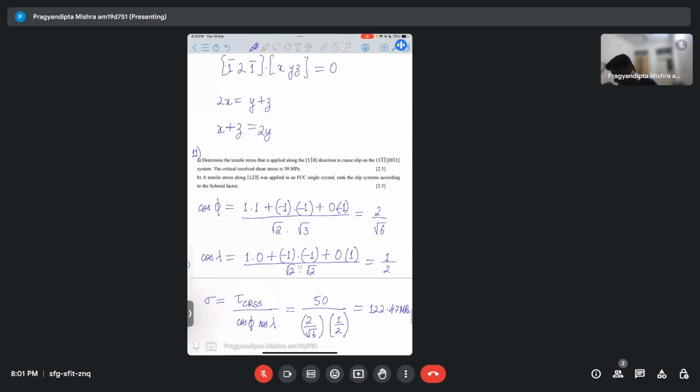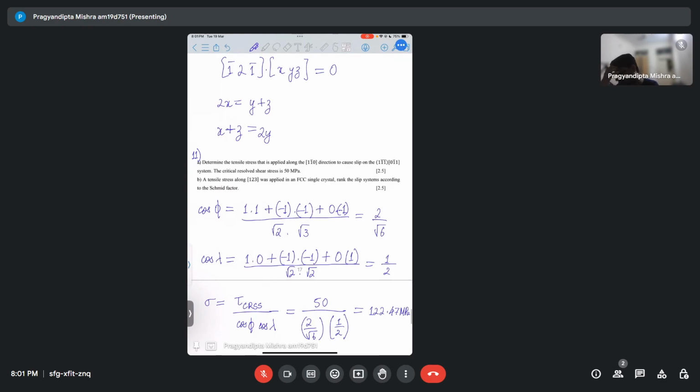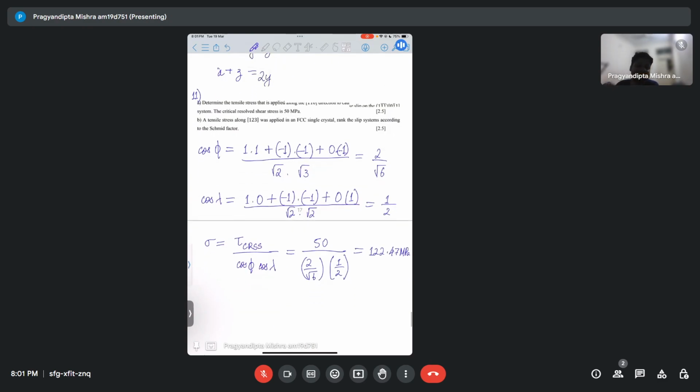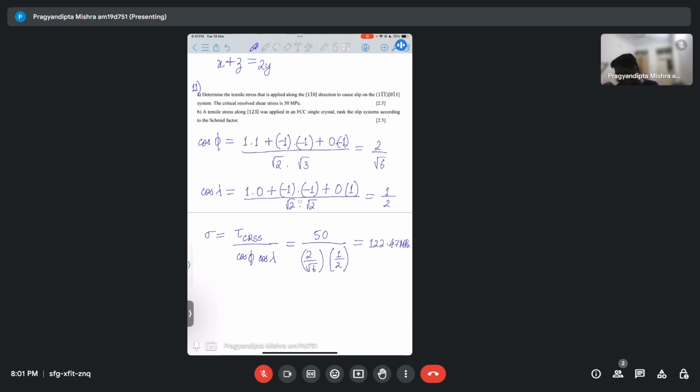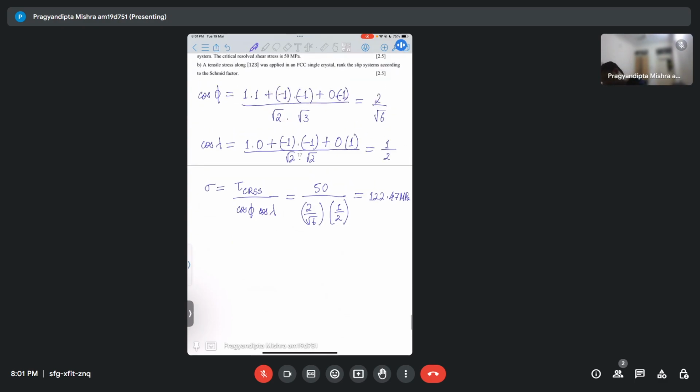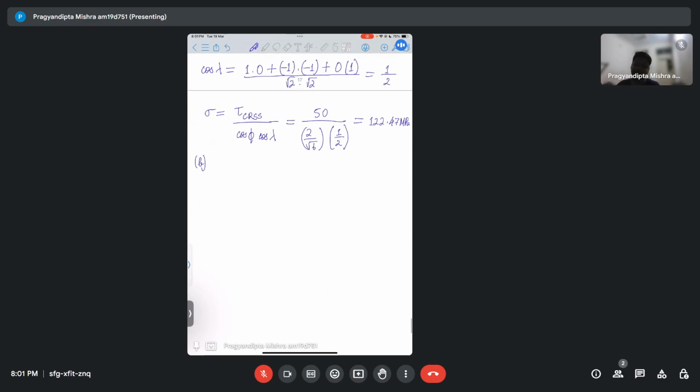So the second half of the question, they are asking: a tensile stress along 1, 2, 3 was applied in an FCC single crystal. Rank the slip systems according to the Schmid factor. So if the tensile stress was acting along 1, 2, 3, then you have to rank each of the slip systems according to the Schmid factor. Okay, so this is A part. This is B part.